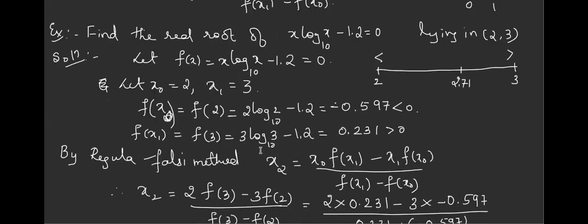Sorry, 721. It is more towards 3. Agree? Now what are we getting for f of this value, positive or negative? We have got it as negative.